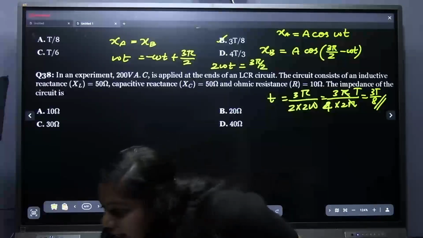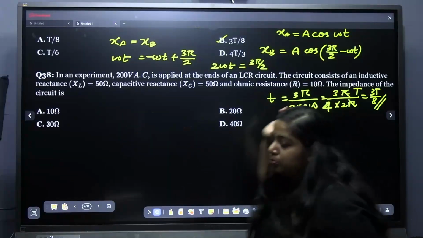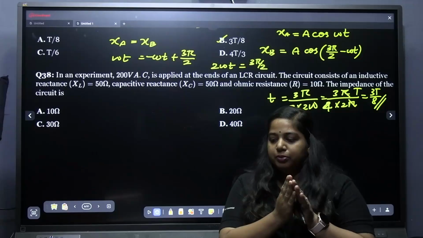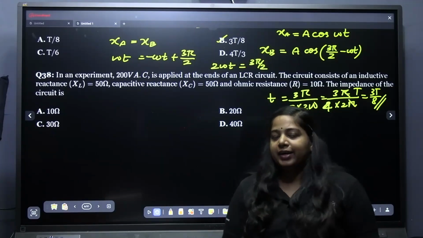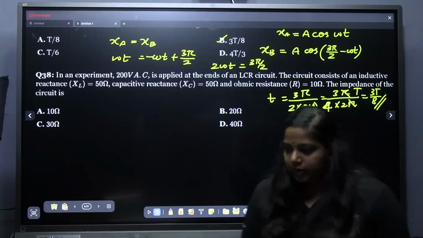Why XB is negative is because it is moving in the negative direction, right? From the mean position, it is going in the negative direction. That's why it is negative. Okay.